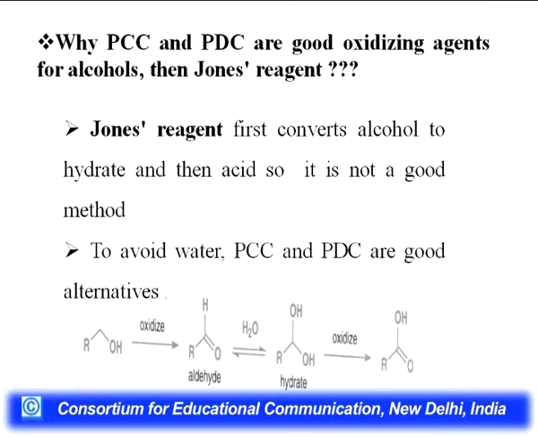So, now the question arises, why are PCC and PDC better oxidizing agents for alcohols than Jones reagent? Because Jones reagent first converts the alcohol to a hydrate. You can see in the reaction that the alcohol will convert first to hydrate, then oxidize to acid. So, to avoid water, PCC and PDC are good alternatives.